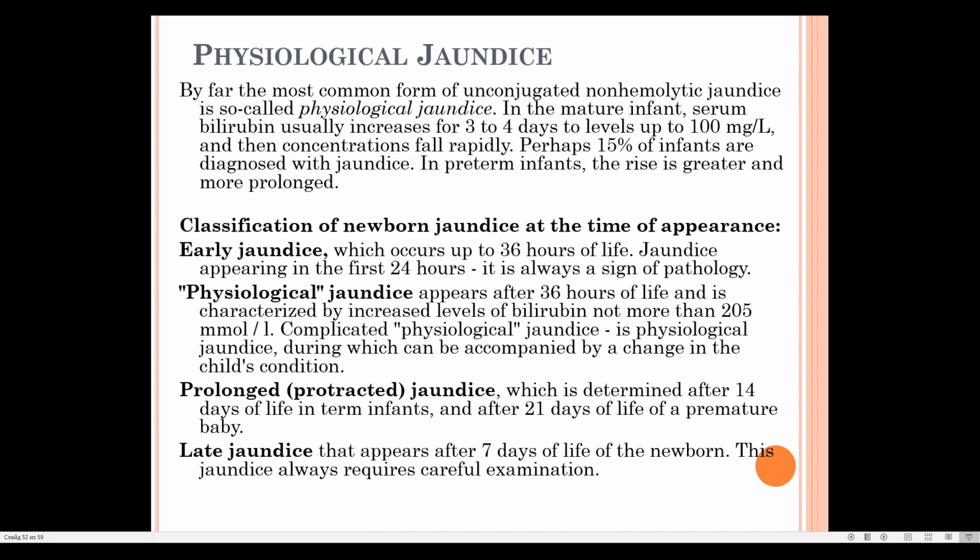Complicated physiological jaundice is physiological jaundice which can be accompanied by a change in the child's condition. So-called prolonged or protracted jaundice is determined after 14 days of life in term infants and after 21 days of life of a premature baby. Late jaundice appears after 7 days of life of the newborn. Then jaundice always requires careful examination.